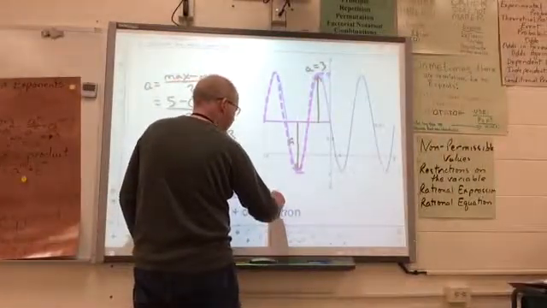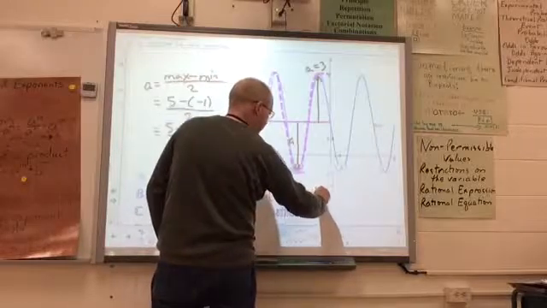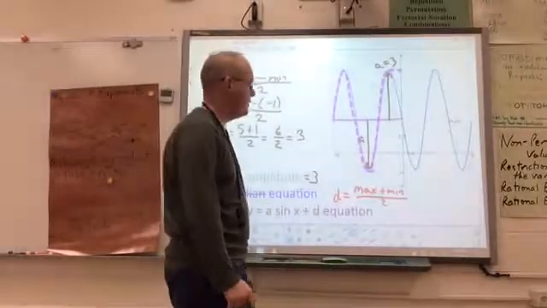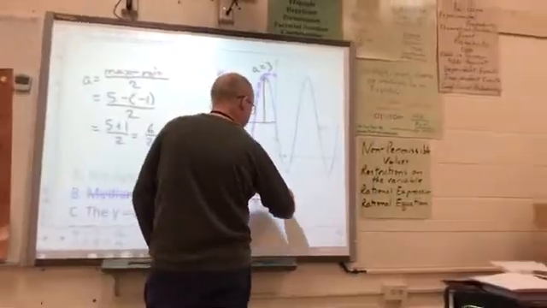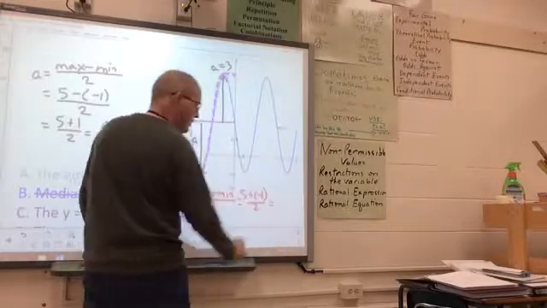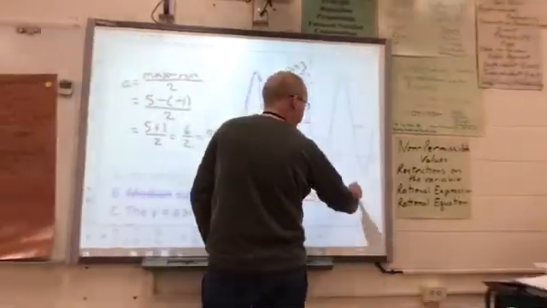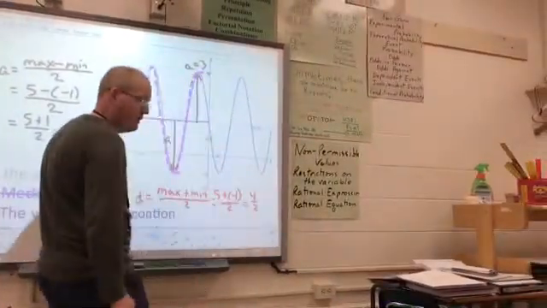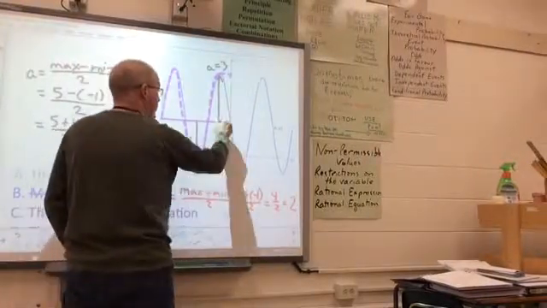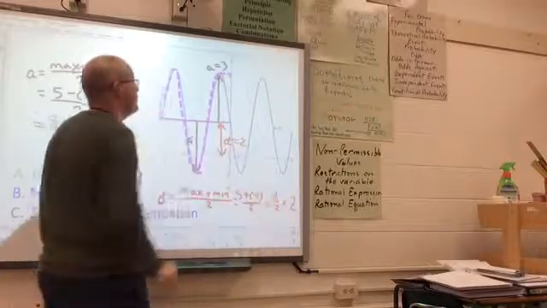It's D is max plus min over 2. So the maximum is 5 plus minus 1 over 2. What's 5 plus minus 1? It's 5 minus 1, which is 4. What's 4 divided by 2? 2. So that's my D value. D equals 2.